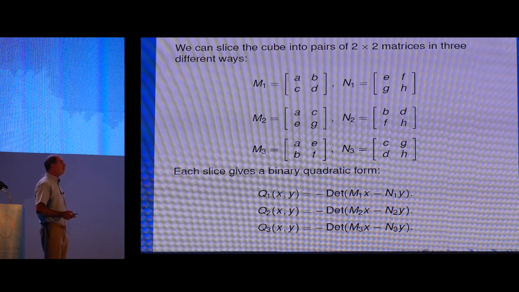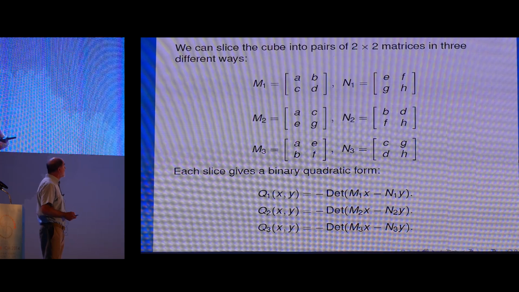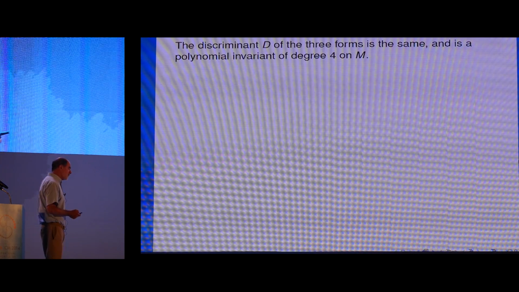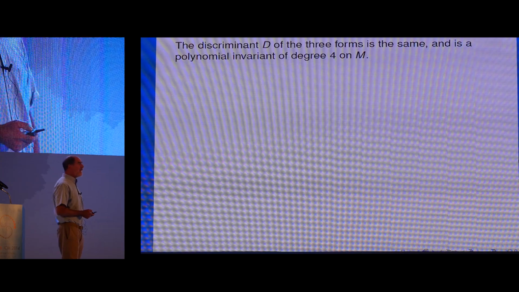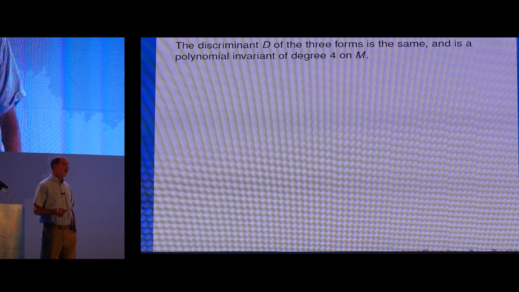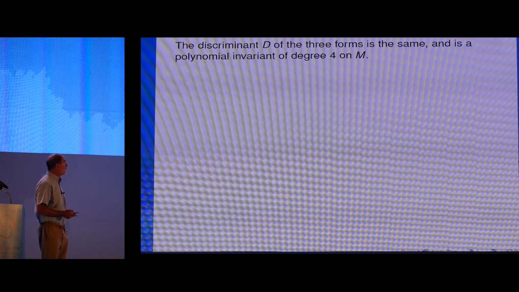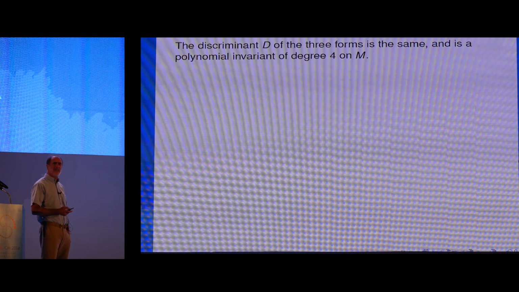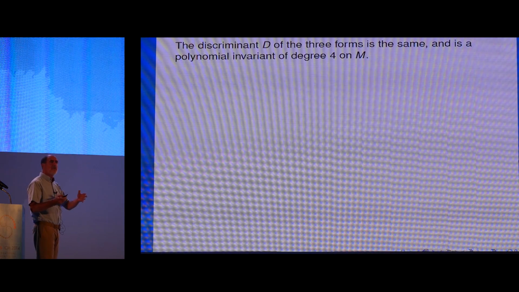Now, the first thing you show, which Manjul observed easily, was that these forms all have the same discriminant. All 3 of these forms have the same discriminant, and that gives a quartic polynomial in the coefficients of the cube, which is a polynomial invariant on the representation. But they're not arbitrary forms of that discriminant, because they're all made from the same 8 integers, so there must be some relation between them.